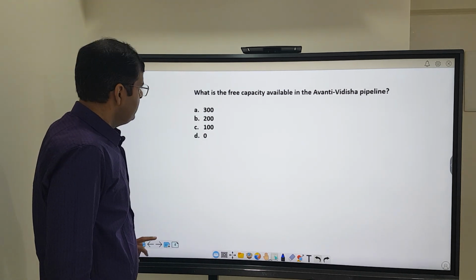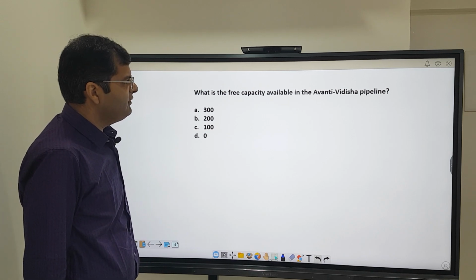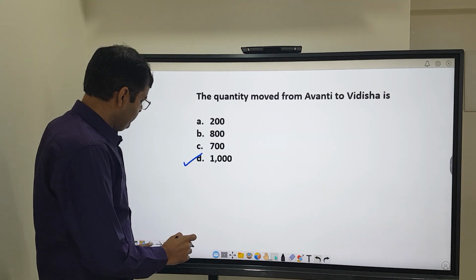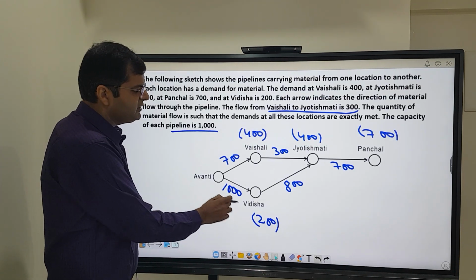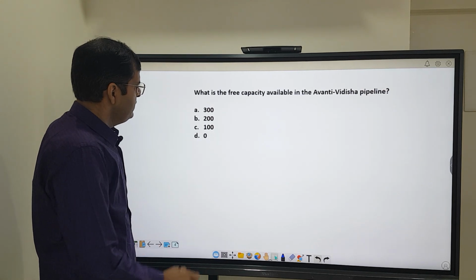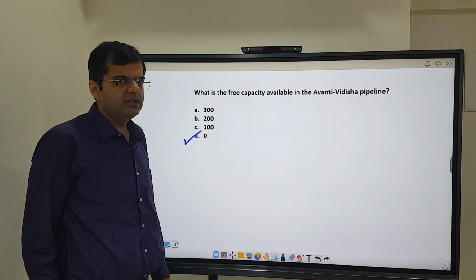Okay. And finally the last question of this set says, what is the free capacity available in the Avanti Vidisha pipeline? So for Avanti Vidisha, if you look at it, 1000 is being supplied. So there is no free capacity in the Avanti Vidisha pipeline. So 0 is the answer. Answer option D, 0, is the answer here. Okay. So this is all about this set.